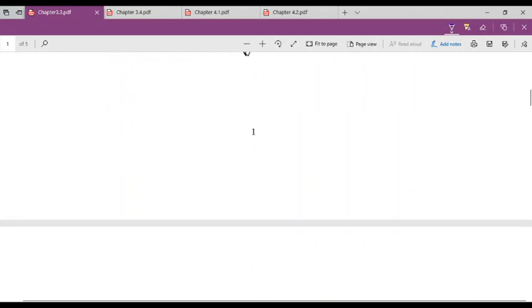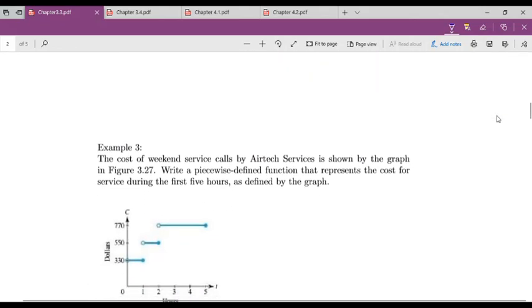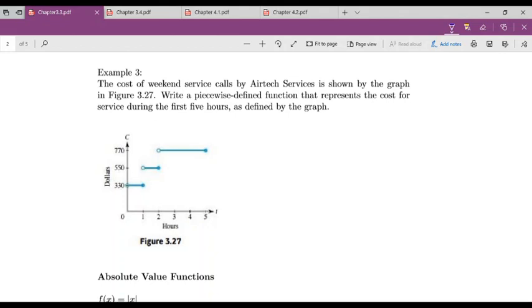Let's scroll on down to page 2. Okay. This one says the cost of weekend service calls by AirTech Services is shown by the graph in figure 3.27. Write a piecewise defined function that represents the cost for the service during the first 5 hours as defined by the graph. Okay. F of x equals. We'll do this kind of squiggly looking thing here.